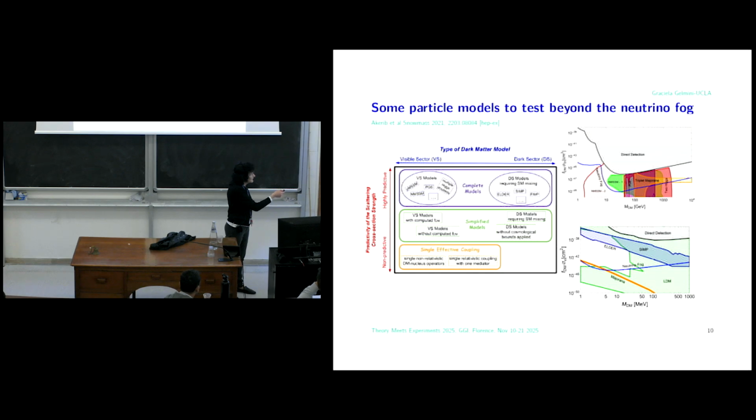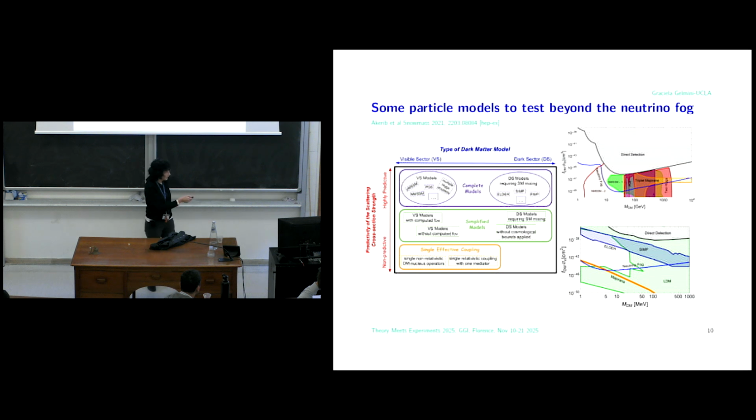These are complete models, but they could be complete models in the dark sector too. There are complete models in the dark sector that rely only on a portal to communicate. Then in the level of predictiveness, there are intermediate models in which you consider simplified models, in which you have one mediator. For example, the one that I was mentioning, I would consider a very simplified model. It enters into these categories. And then a single effective coupling is below.